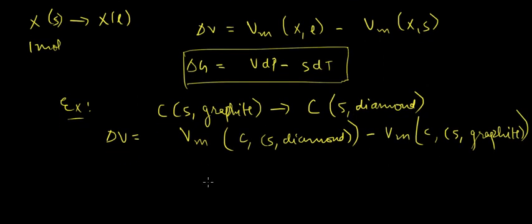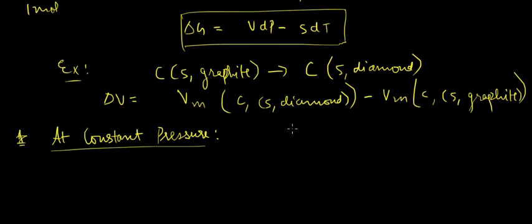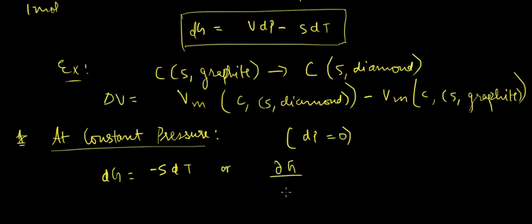Okay, so now let's take a look at what happens at constant pressure. At constant pressure we can write that dP is 0, so dG would be equal to minus S dT. Okay, so this is dG, not delta G. Or we can write that del G upon del T at constant pressure is equal to minus S.